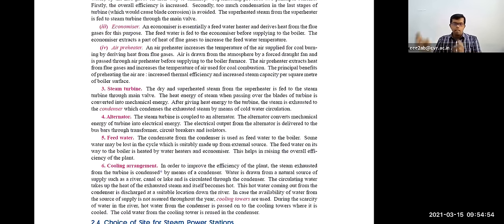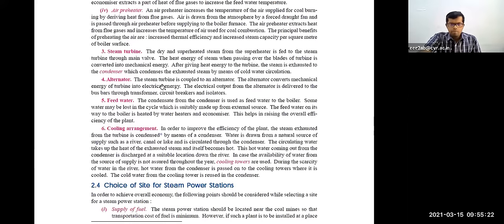When the turbine is rotated, it is coupled to the alternator. The steam exhausted to the condenser is condensed by means of cold water circulation. Coming to the alternator, the steam turbine is coupled to the alternator, which converts mechanical energy into electrical energy.